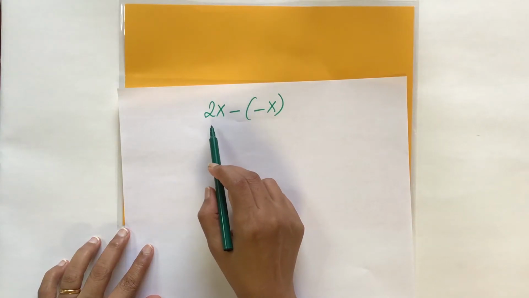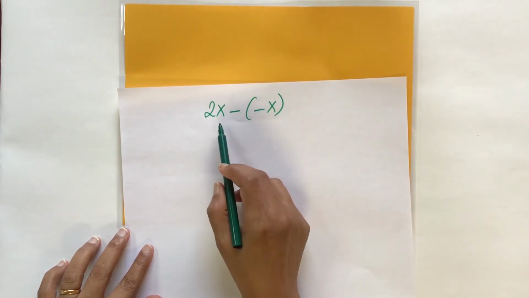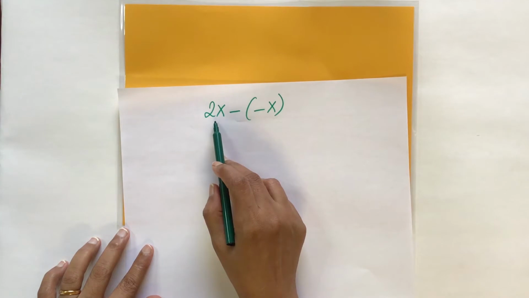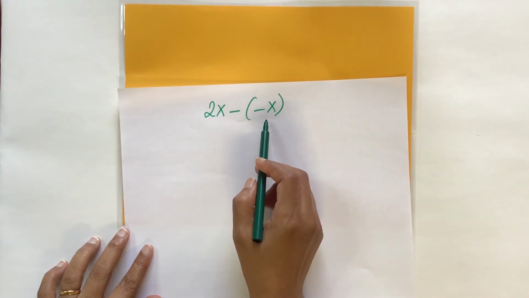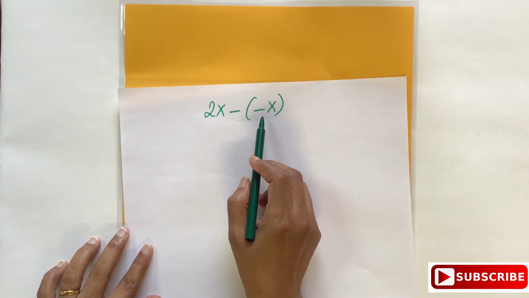Let's simplify this expression 2x minus negative x. As you can see, we have a positive variable and a negative variable. In addition, we are subtracting a negative variable from this expression. Let's see how this simplifies.